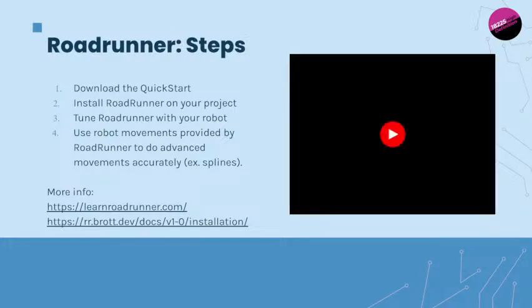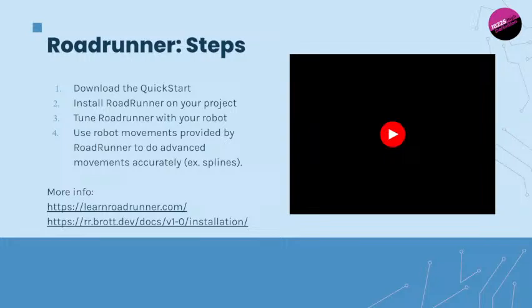Okay, so you don't have to do this right now, but basically, if you do want to use Roadrunner, all you have to do is download the Quick Start and install it into your project. And then whenever you want to use Roadrunner on your robot, you have to tune it, like I said. And then there are a bunch of built-in functions that are explained on the Roadrunner website.